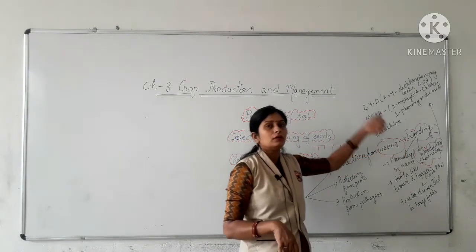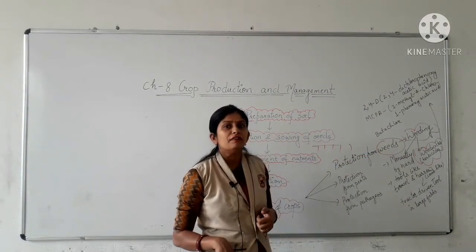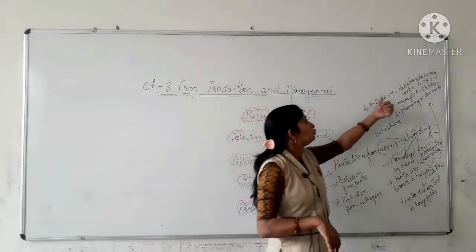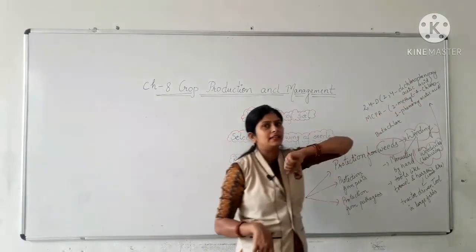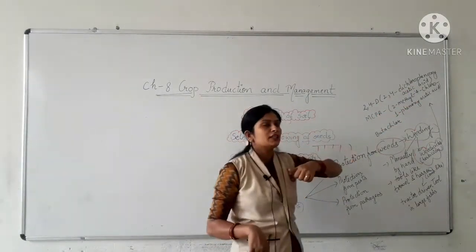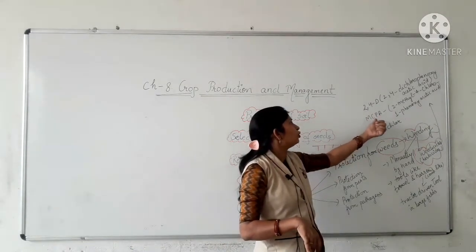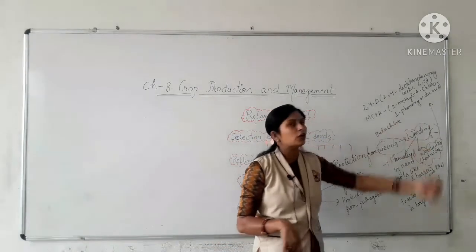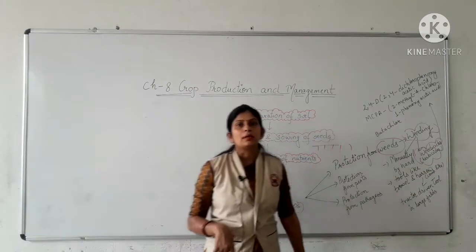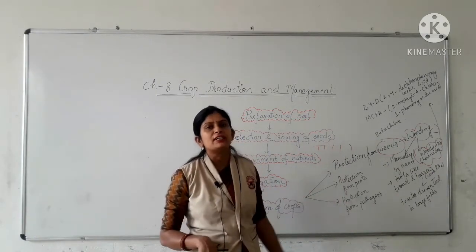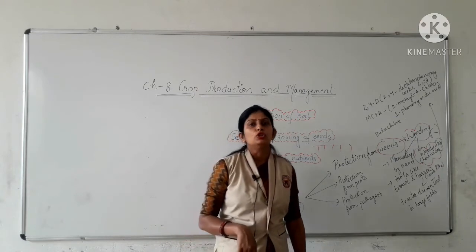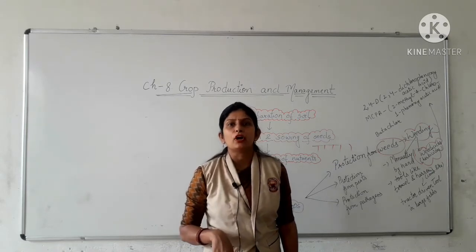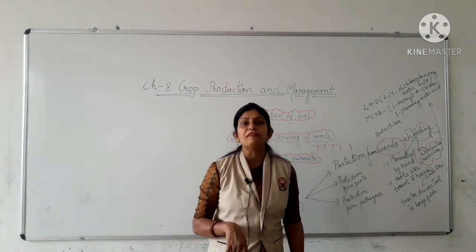Examples of some common familiar weedicides or herbicides are 2,4-D. Its full form is 2,4-dichlorophenoxyacetic acid. MCPA. Its full form is 2-methyl-4-chloro-1-phenoxyacetic acid. And butachlor. So these are some common familiar weedicides or herbicides used by farmers to kill, or we can say destroy, weeds or unwanted or undesirable plants grown in the fields with the main crop.